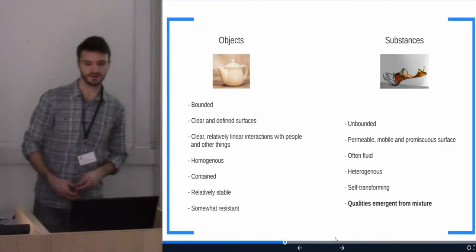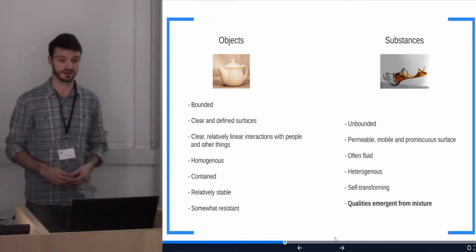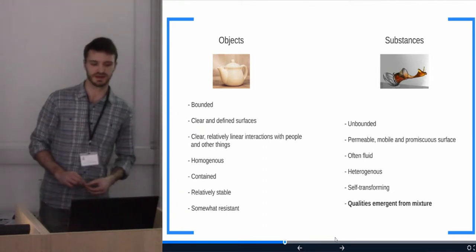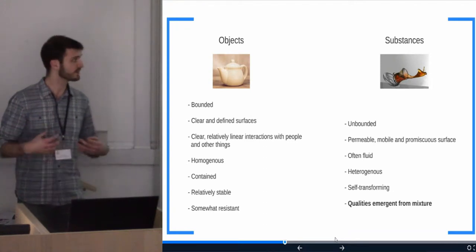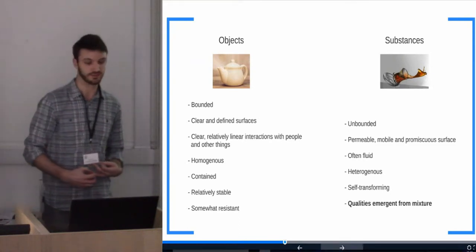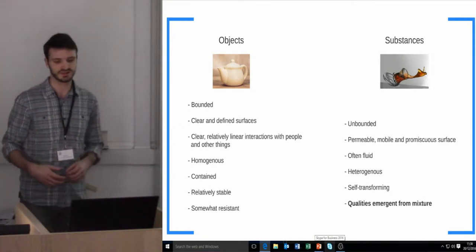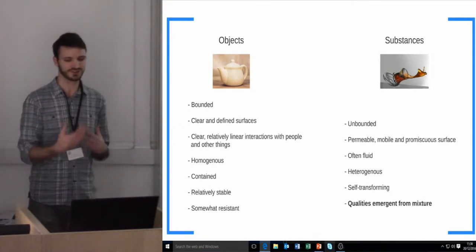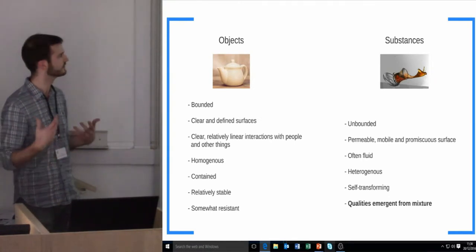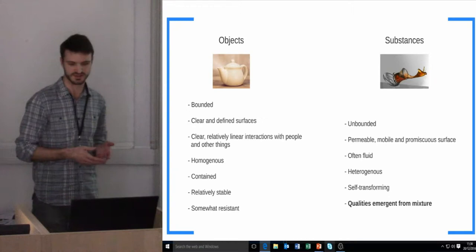They're often fluid. They move differently than things. They flow, they fix, they unfix, they flow again. Many of them are heterogeneous, made up of different components, and the qualities of the mixture emerge from the mixture itself, not from any individual element. Substances are permeable. Their surfaces have this kind of promiscuous way of interacting with the world. They actively incorporate new material into themselves, and if they come in contact with a surface, they end up all over that surface as well.